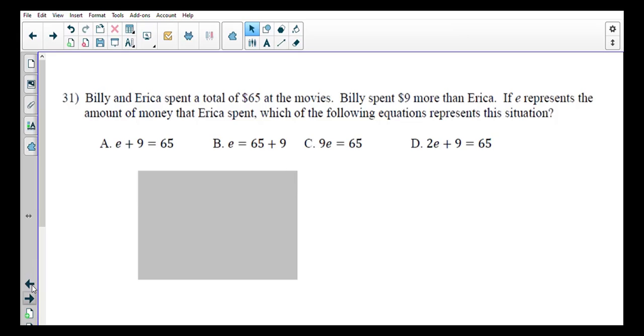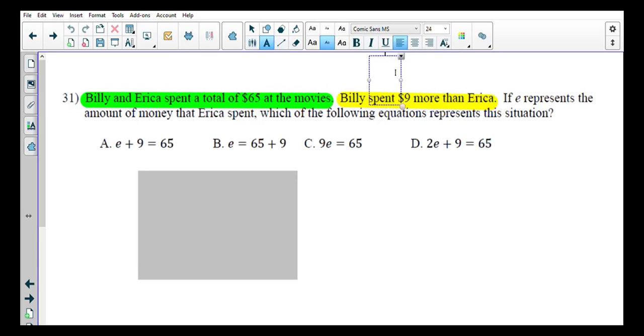Number 31, Billy and Erica spent a total of $65 at the movies. Billy spent $9 more than Erica. If E represents the amount of money that Erica spent, which of the following equations represents this situation? Well, we need to keep in mind that Billy and Erica together spent a total of $65 at the movies. We also know that Billy spent $9 more than Erica, and so we can represent that as E plus 9, or 9 plus E. I typically write it as E plus 9, so let's go ahead and do that.